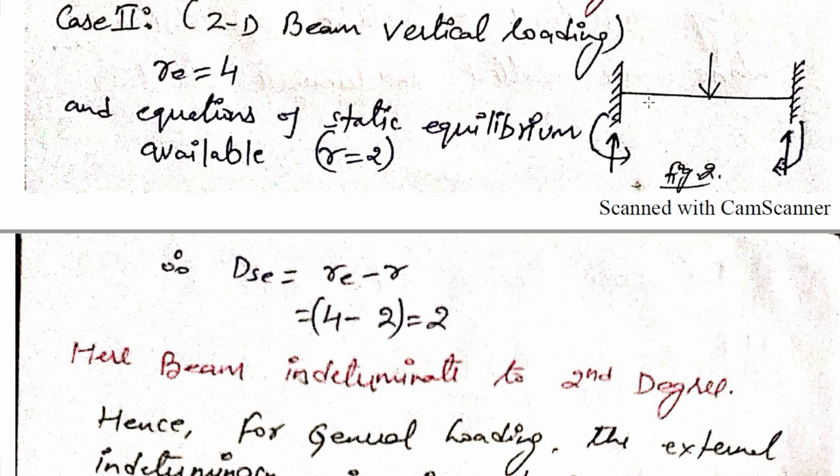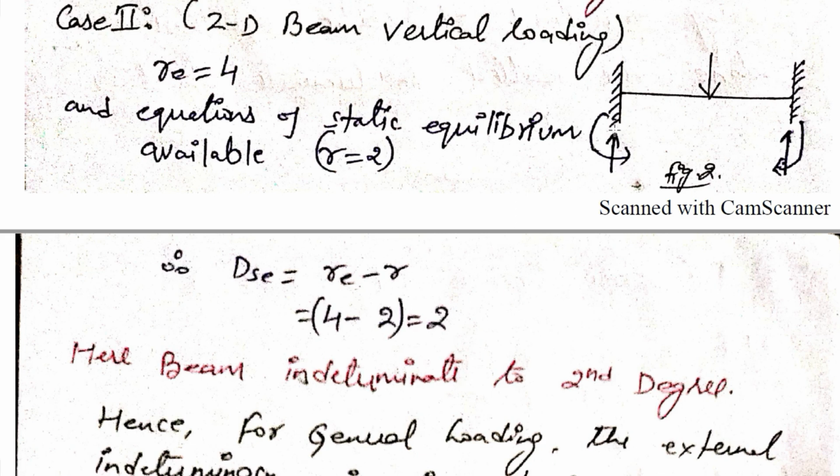So you have to keep in mind that if you are having a vertical loading on your 2D structure or 2D beam, then we have to consider the two available equations on each fixed support. So here your Re value is 4. Okay, so Re value is 4.